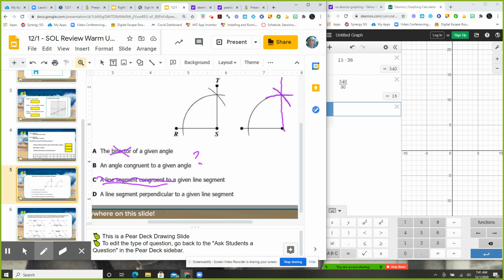And then a line segment perpendicular to a given line segment. So I do see something that looks like a right angle. I really am tempted to put a little right angle box in here. Am I allowed to do that? Somebody say no. Why am I not allowed to do that? We haven't practiced that. If it's not given to you, you shouldn't do it. And we haven't done enough in a construction to be able to do that.